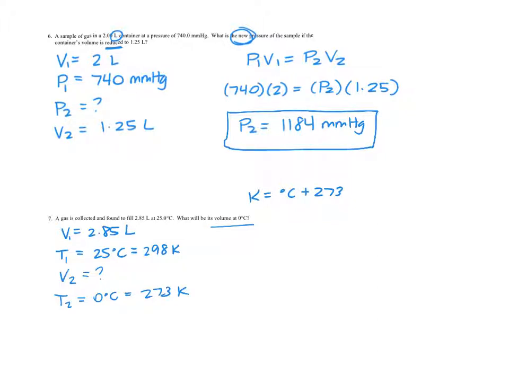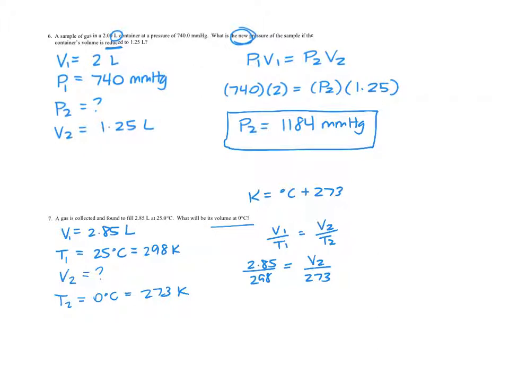Now again, I have V's and T's. The only equation that will work is Charles' law. I can't do anything with pressure, so that eliminates every other one. There is no pressure, I can't use that. So it is V1 over T1 equals V2 over T2. So it's going to be 2.85 over 298. I'm solving for V2 over 273.